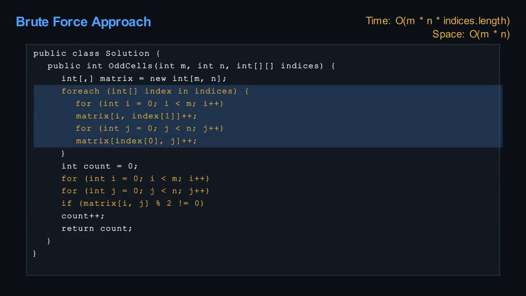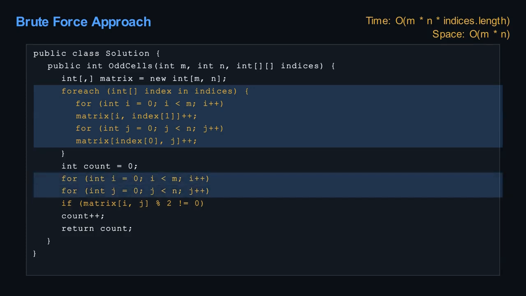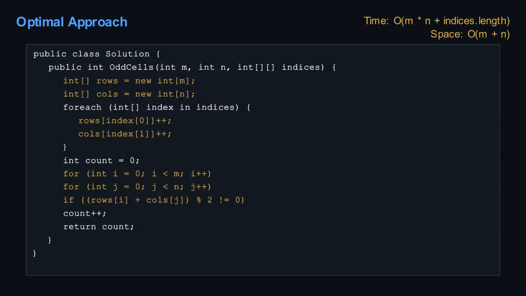For every index operation, we're iterating through an entire row and an entire column, repeatedly updating cells. This leads to a time complexity of O(m times n times the number of indices), and space complexity of O(m times n) for the matrix itself. The key insight here is that we don't need to track the exact value of each cell, only its parity, whether it's odd or even.